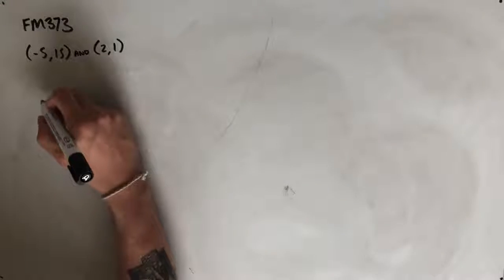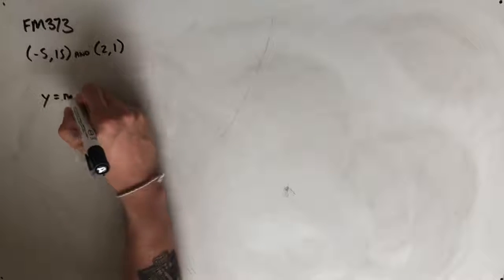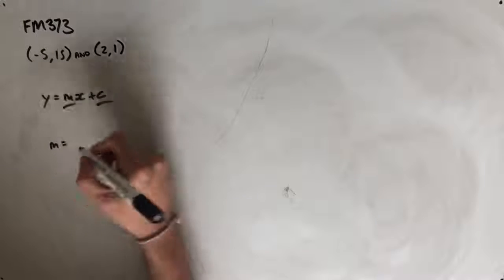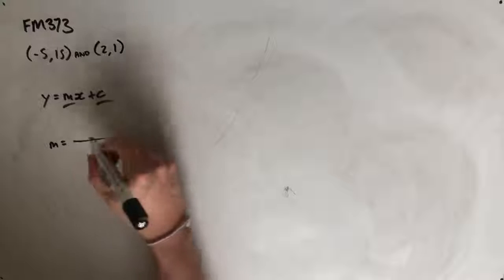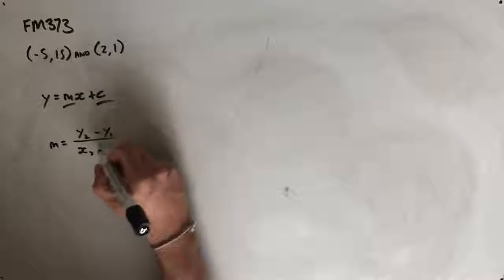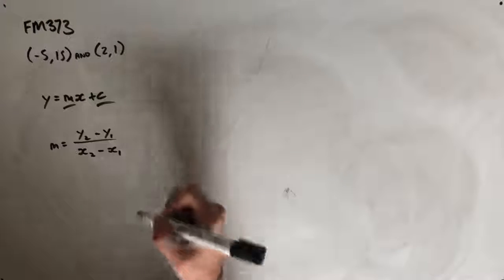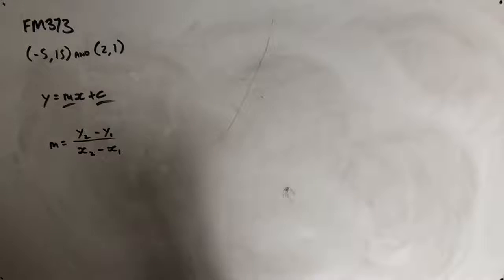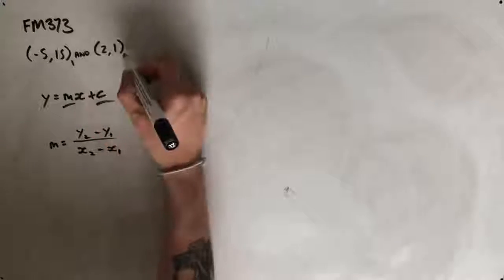So when we're trying to figure out the equation of a line, I'm going to use the y equals mx plus c standard form. We need to figure out a value for m and a value for c in order to create this equation. So when finding m, or our gradient, we can use the gradient rule, y2 minus y1 over x2 minus x1, and we'll treat these as the first and second coordinates.